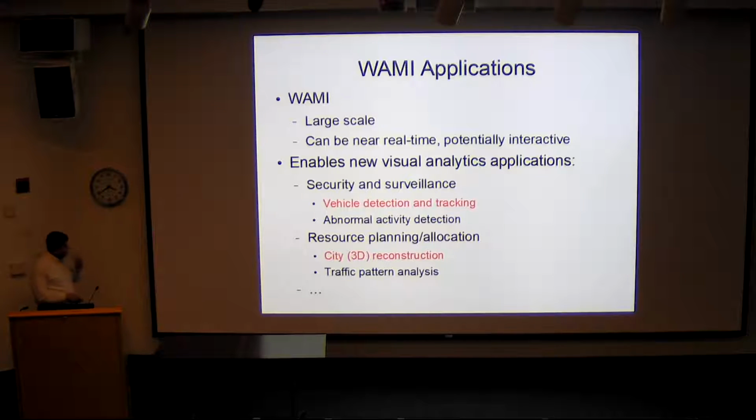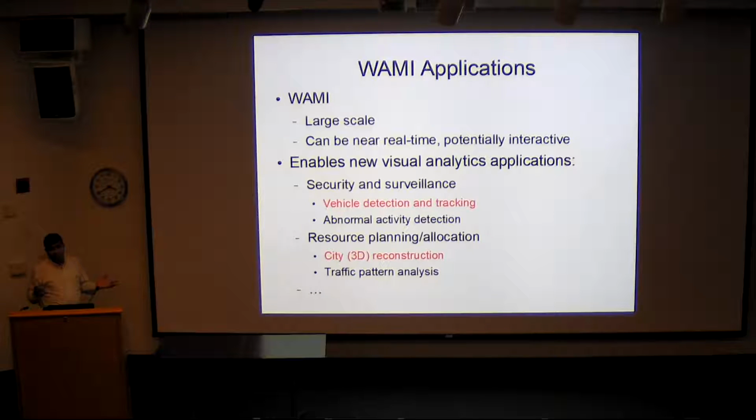Okay. So as with most things, new systems also enable new applications. Clearly there's interest in this for security and surveillance. This is where there is the application to vehicle detection and tracking. If you have a real-time event going on somewhere, you would like to track the vehicles and figure out whether there's any unusual activity or any unusual pattern of detection. So this is something of interest in security and surveillance.